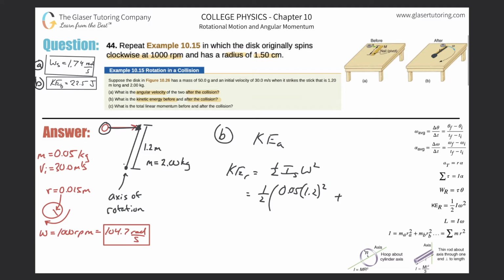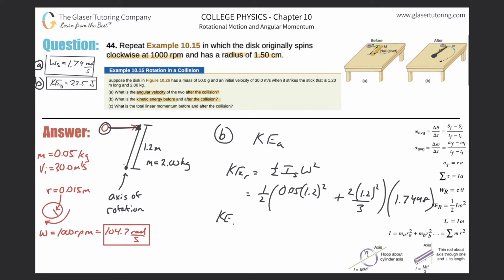And then plus, now the rod. The mass of the rod was 2 kilograms, multiplied by the length of the rod, which is 1.2 meters, squared, all over 3. Great. And then multiplied by the final angular velocity, and that's the whole point of part A. It was about 1.74, wasn't it? Yeah, whatever. I'm rounding now. We'll get a more exact value, 1.748, let's call it. Okay, and then just solve that out.